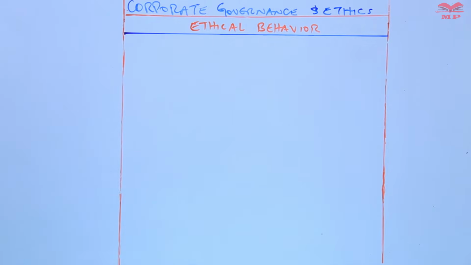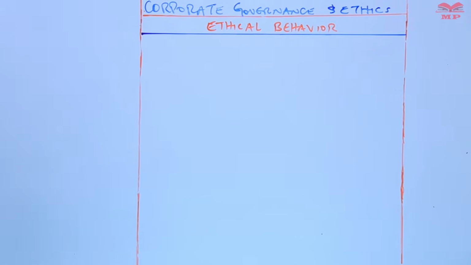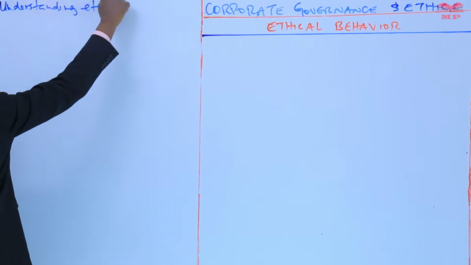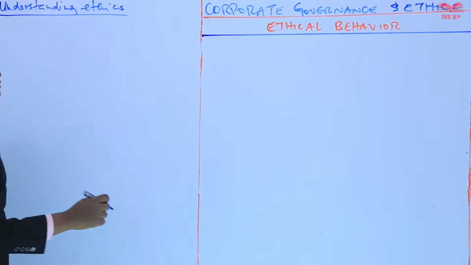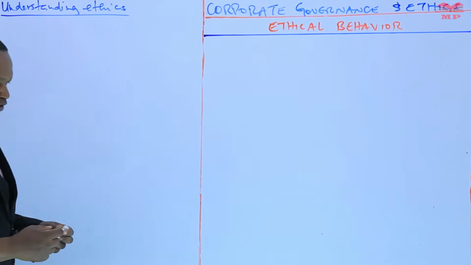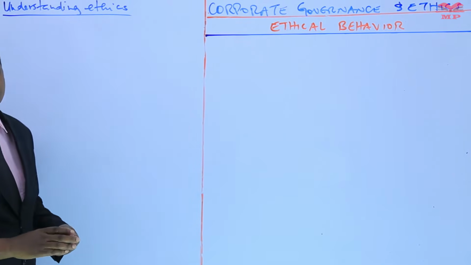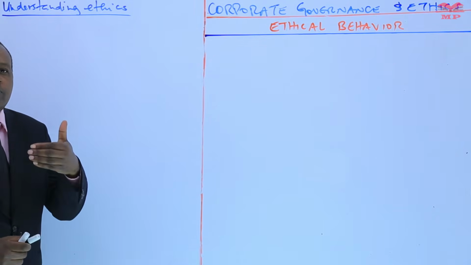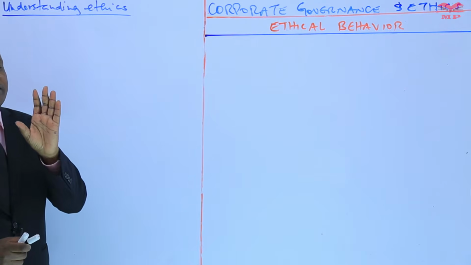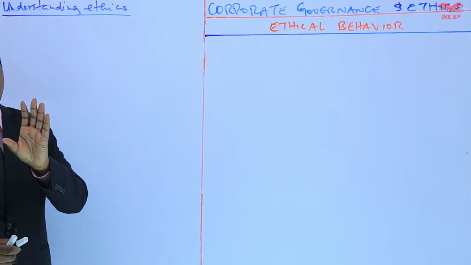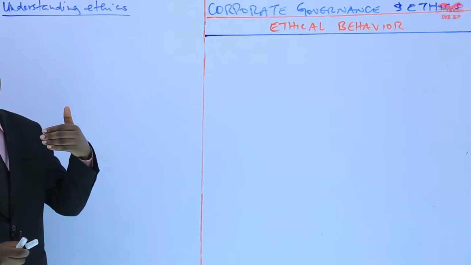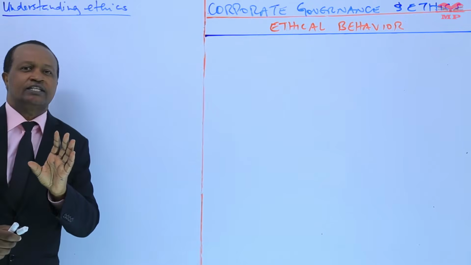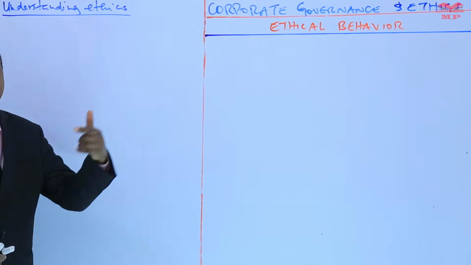Let's begin with understanding ethics. Now, first of all, ethics at its core is a system of moral principles that govern a person's behavior or the conducting of an activity. It is a branch of philosophy that deals with the concepts of right and wrong.